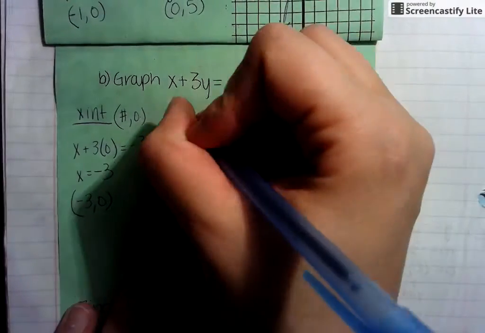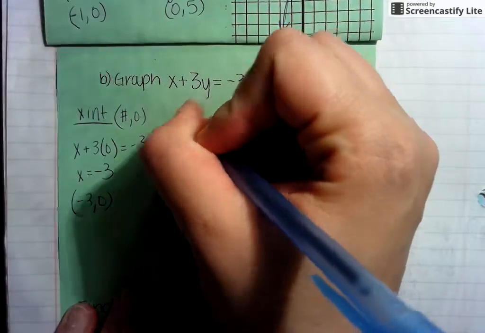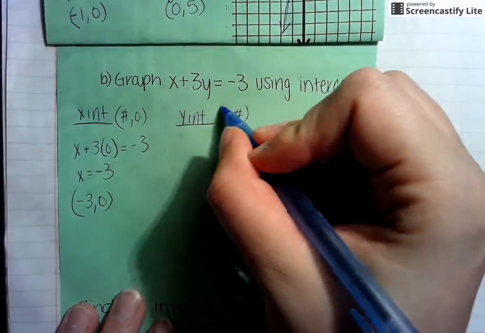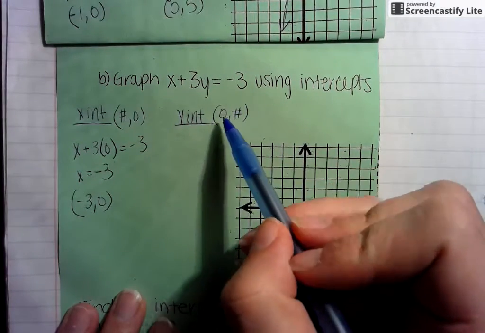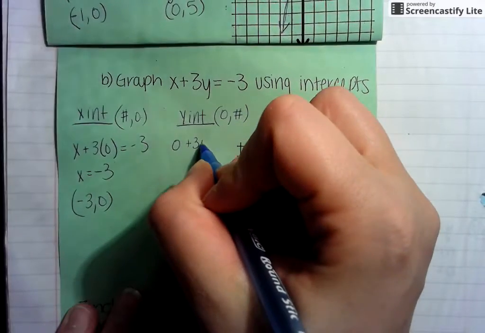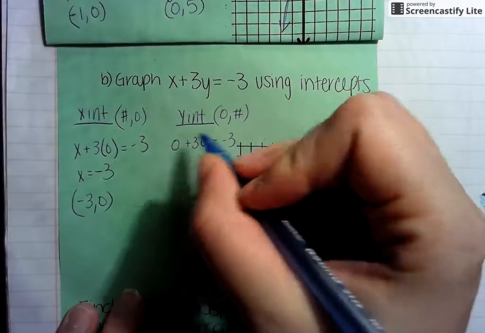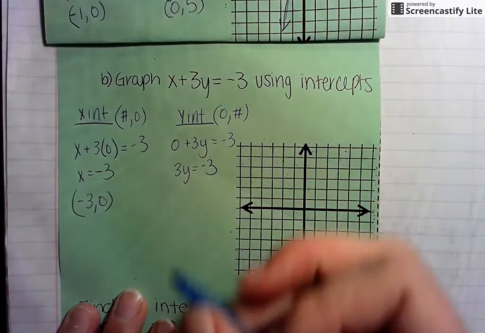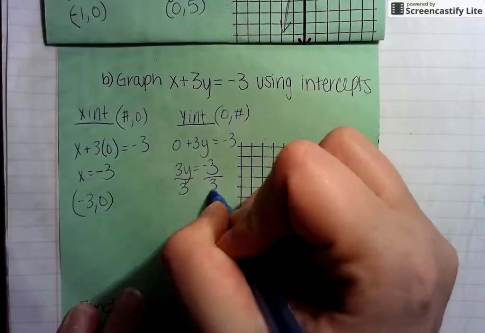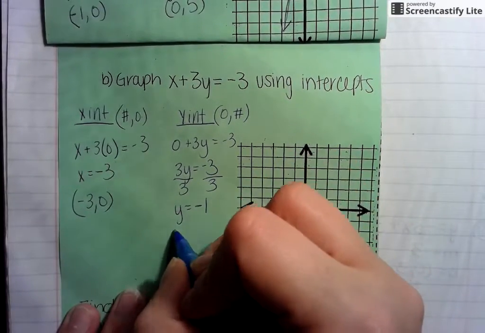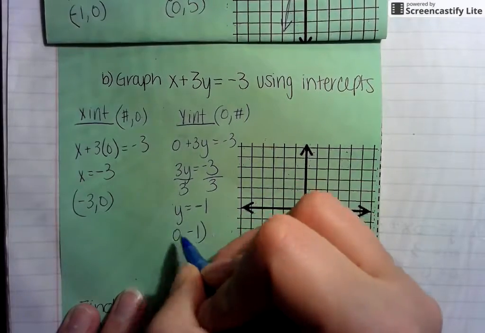Now my y-intercept, I want to make sure that it's always written as 0, comma a number. So I want to plug in 0 for x. I have 0 plus 3y equals -3. Well, that's going to cancel, so I have 3y equals -3. I divide both sides by 3, so I get y equals -1. I want to write it as an intercept, so I have 0, -1.